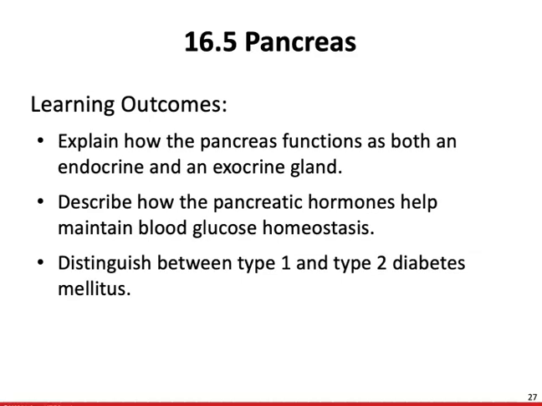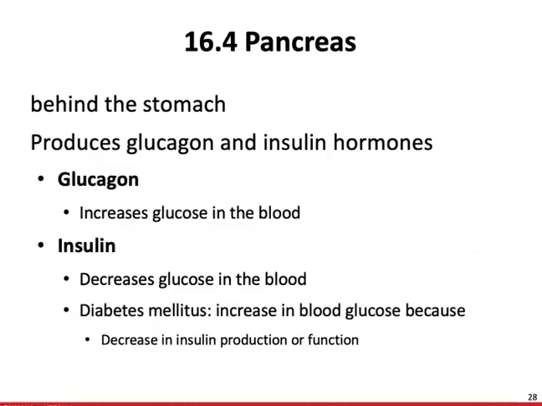All right, next up we're going to learn about the pancreas. The pancreas is going to be located just behind the stomach. Inside the pancreas, we have endocrine cells that occur in small little clusters called pancreatic islets, or the islets of Langerhans. These are going to be responsible for producing glucagon and insulin hormones.